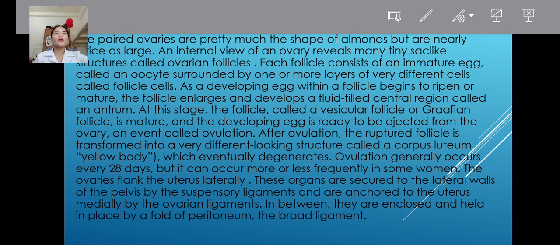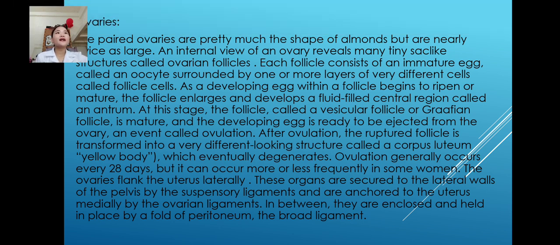So, the ovaries are paired. Ovaries are pretty much the shape of almonds but are nearly twice as large. An internal view of an ovary reveals many tiny sac-like structures called ovarian follicles. Each follicle consists of an immature egg called an oocyte, surrounded by one or more layers of very different cells called follicle cells. As a developing egg within a follicle begins to ripen or mature, the follicle enlarges and develops a fluid-filled central region called an antrum.